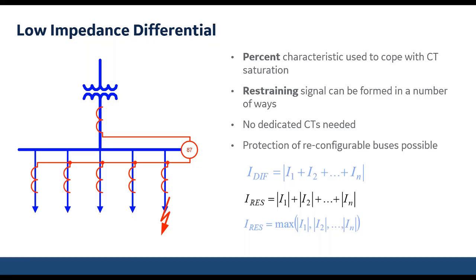And that will depend on CT saturation. If you don't have a lot of CT saturation, then you can set that slope fairly low. If you have a lot of CT saturation, then you have to set that slope pretty high.